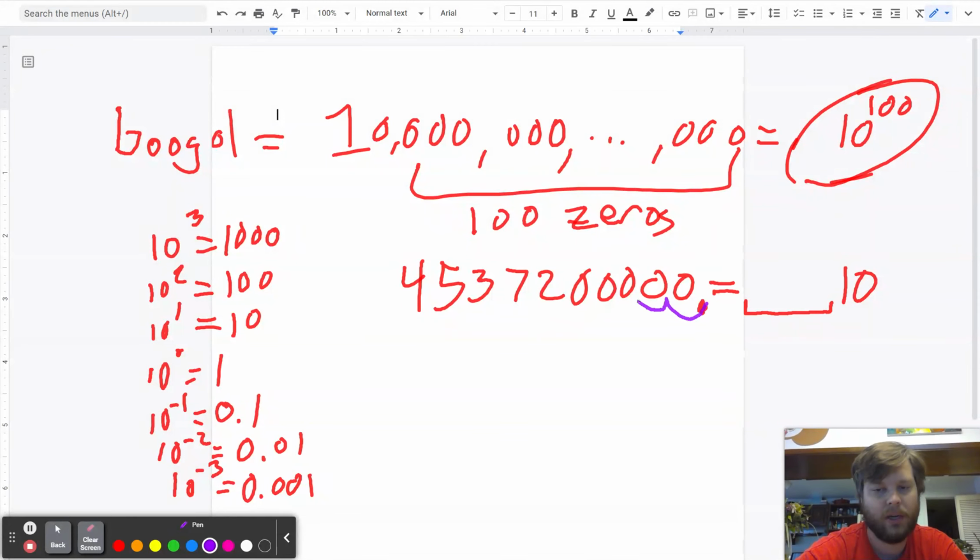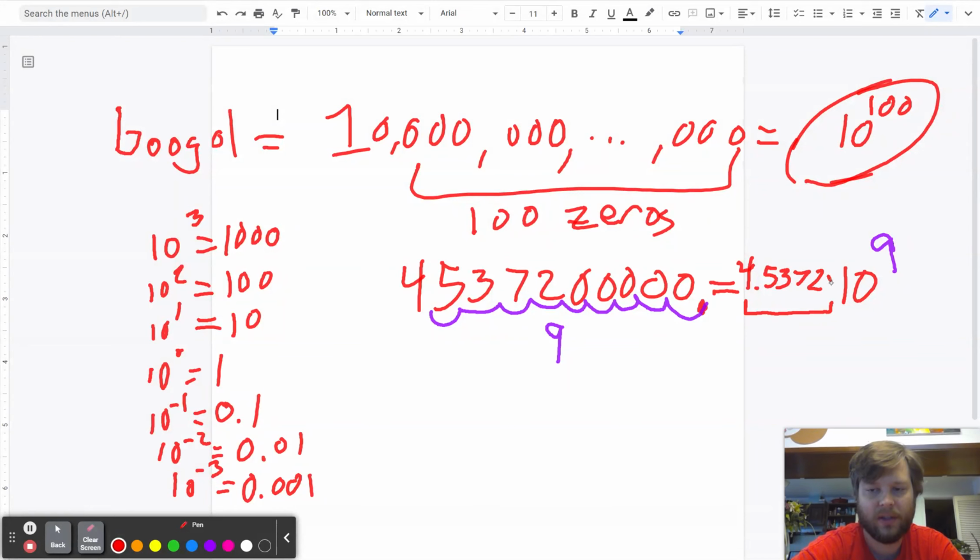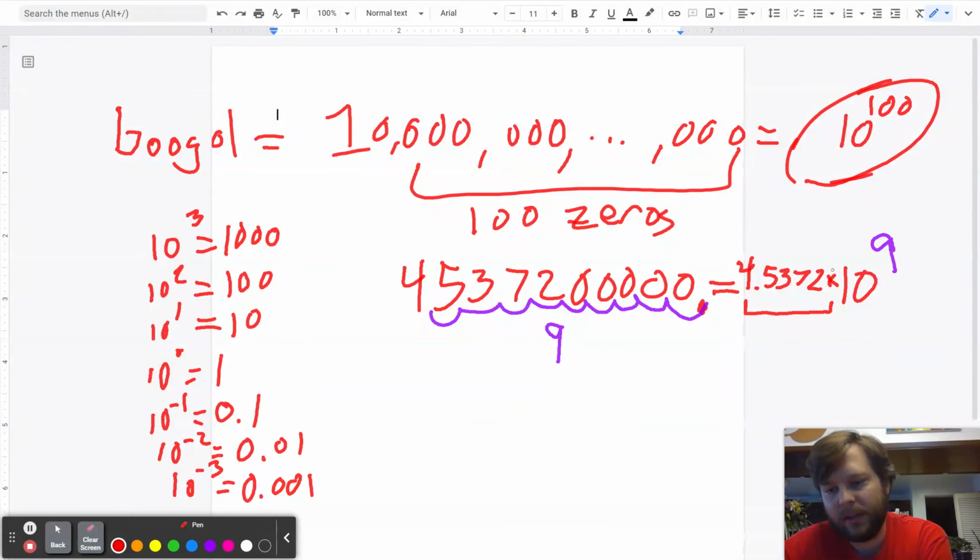And I count 1, 2, 3, 4, 5, 6, 7, 8, 9. So 9 spaces, because there were 9 counts right there. And the number that I write in front of 10 is just all of the significant digits. And I write times 10 to the 9th. So when I look at this number, I know that it has 5 significant figures. And I know it has 10 to the 9th. So I know it's a really big number because of the 9. And I know the degree of precision, 5 significant figures.